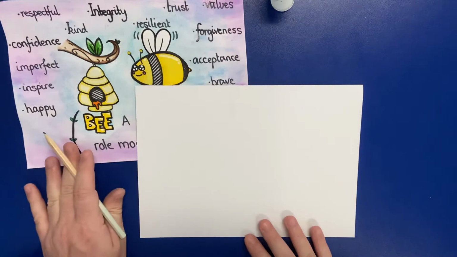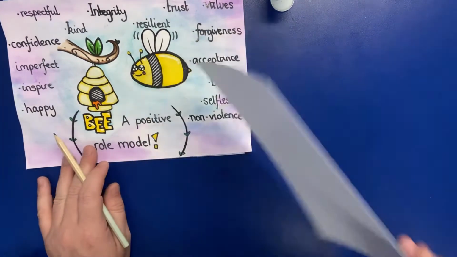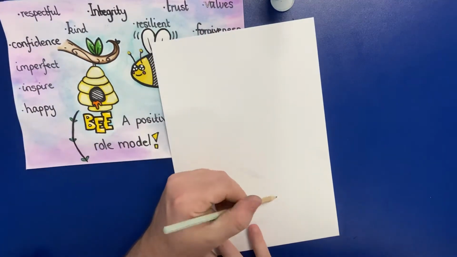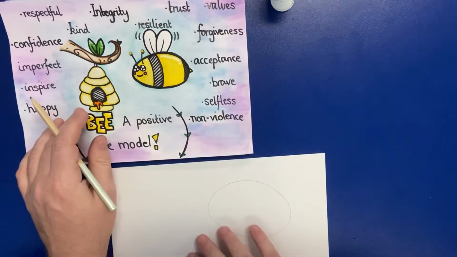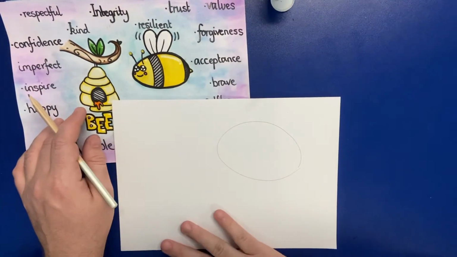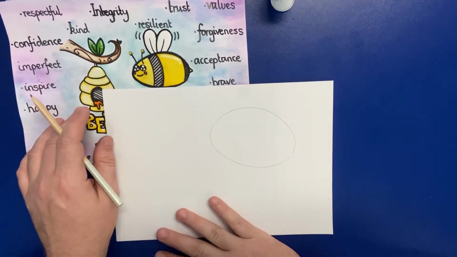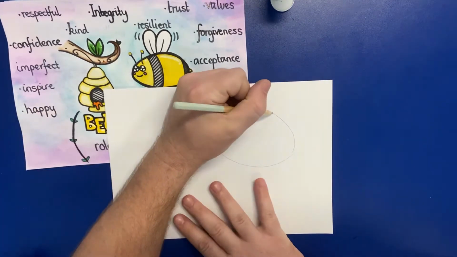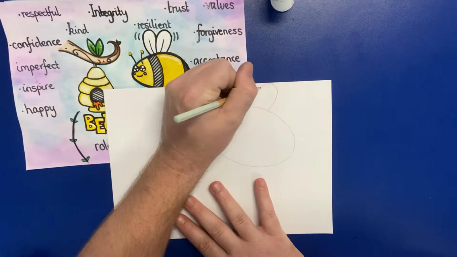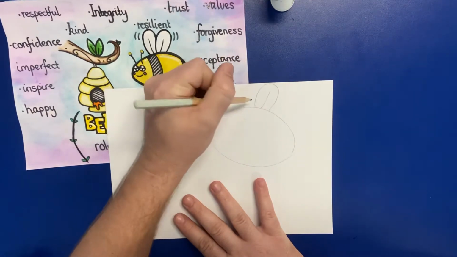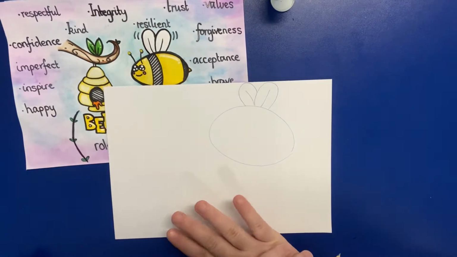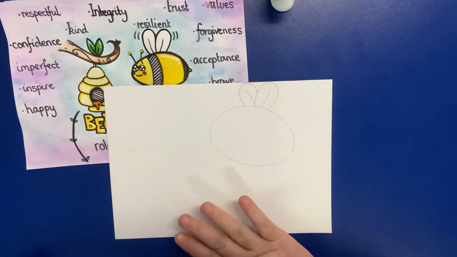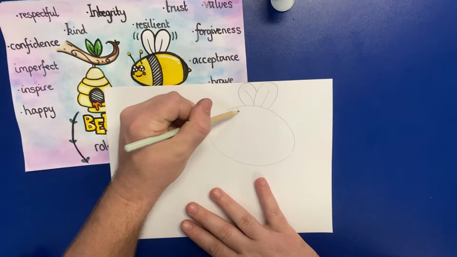All right, the first shape that we want to draw is a large oval, which is going to be the body of our bee. And it does not have to be perfect in any way. So just draw a nice oval, and then you can add your wings. 1, 2. They don't have to be in proportion. They don't have to be very big. It's just a cartoon style of drawing that we're doing today.